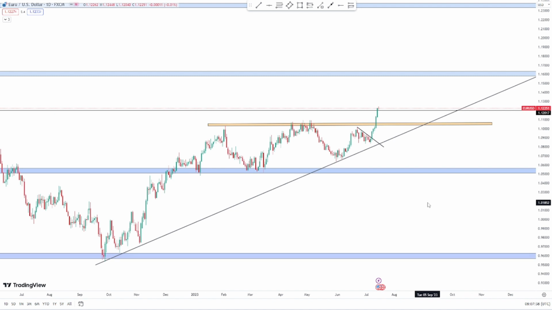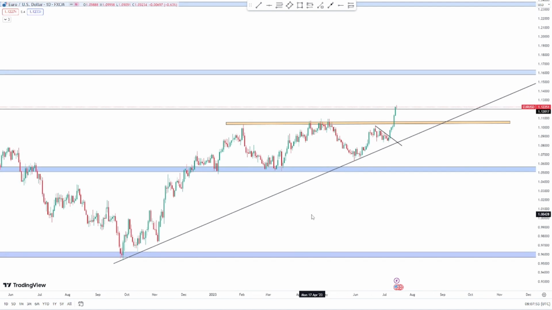Today we'll be looking at Euro USD. This is the daily time frame. As you can see on the daily time frame, the trend is pointing up to the upside.